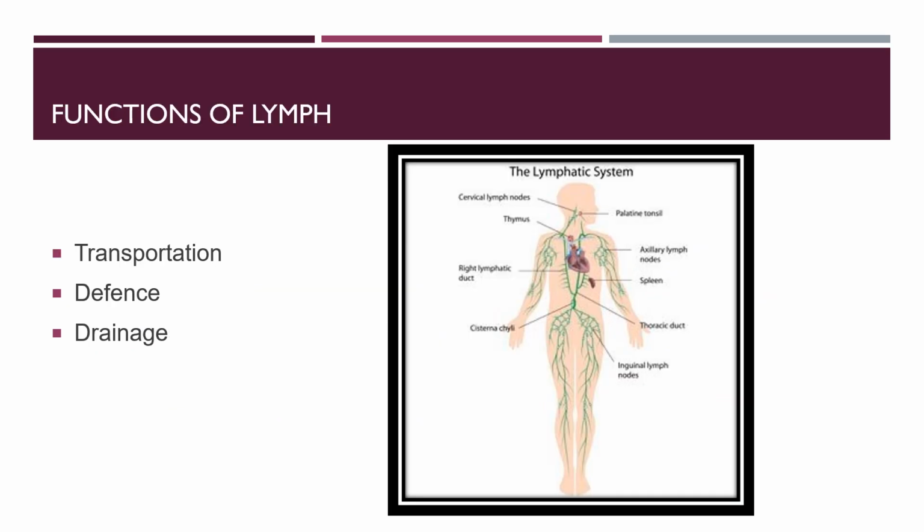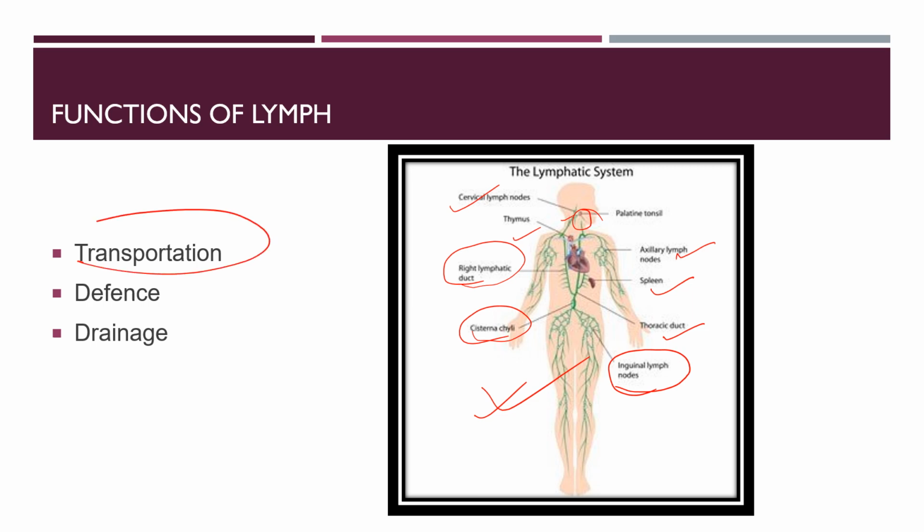Now the first function of lymph. This is the whole lymphatic system. You can see these are cervical lymph nodes, this is thymus, this is tonsil, all these are axillary lymph nodes, this is spleen, this is thoracic duct, this is inguinal lymph node, this is cisterna chyli, and this is right lymphatic duct. So this is the full lymphatic system. Now we will stress on the functions.